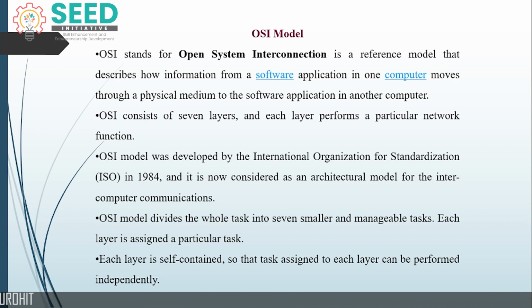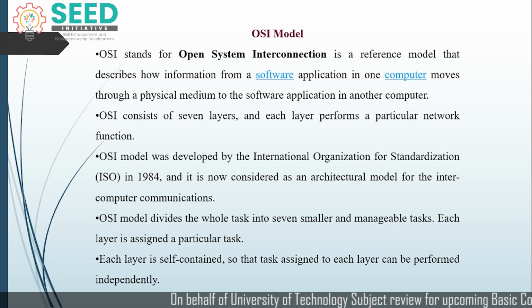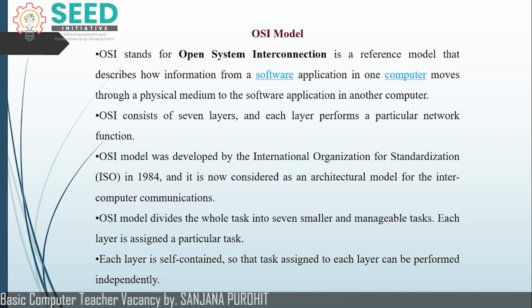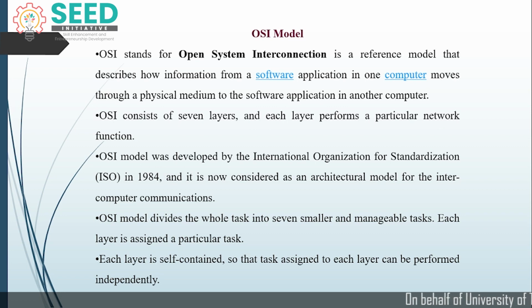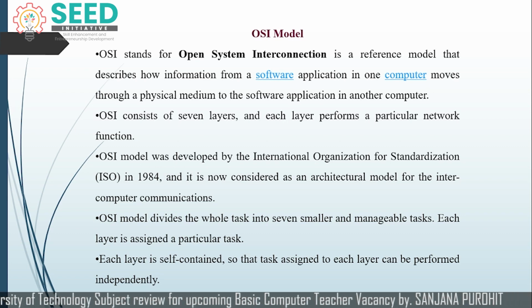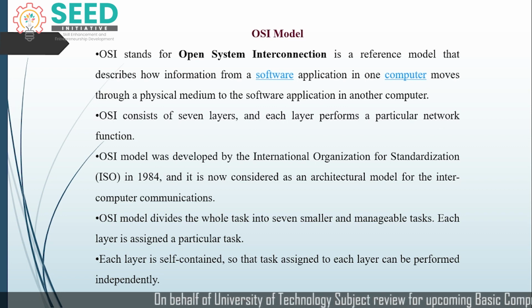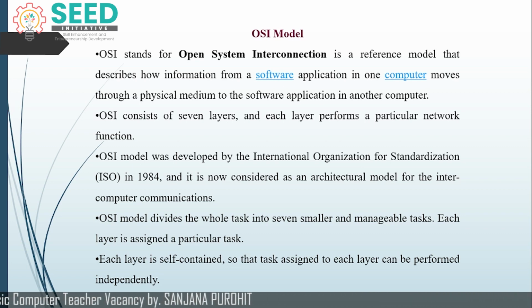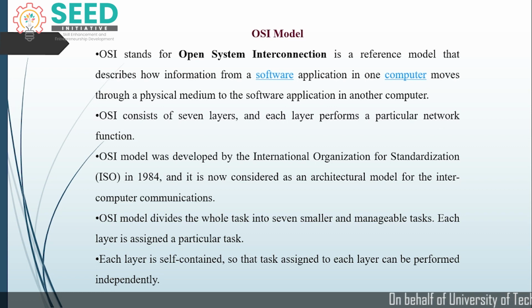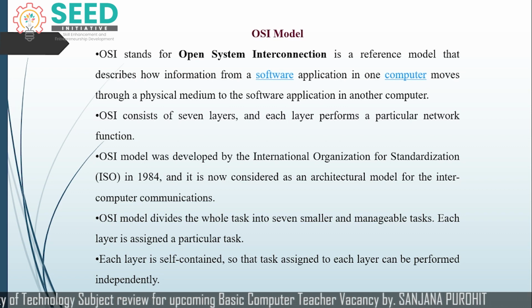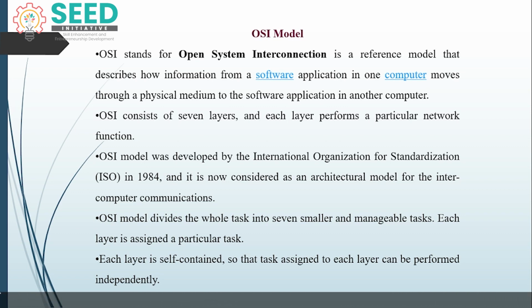OSI consists of 7 layers and each layer performs a particular network function, or each layer has its own responsibility, each layer has its own tasks. The OSI model was developed by the International Organization for Standardization, or ISO in short, in 1984. It is now considered an architectural model for intercomputer communication.